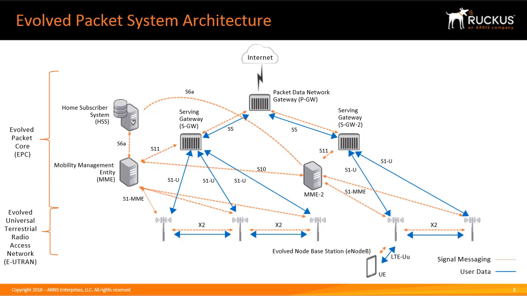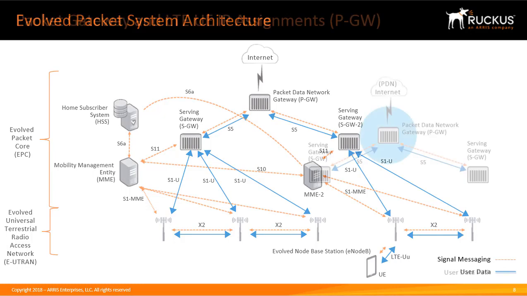Each Evolved Packet System component has a specific purpose and, as you can see, unique required connections to other components. These connections can be data or signaling or both. Each connection is identified with a name and provides a specific function within the system. Note that not all components are interconnected and might only have a signaling or data connection to other components within the core. Let's look at each component and their function along with their connections in the following slides.